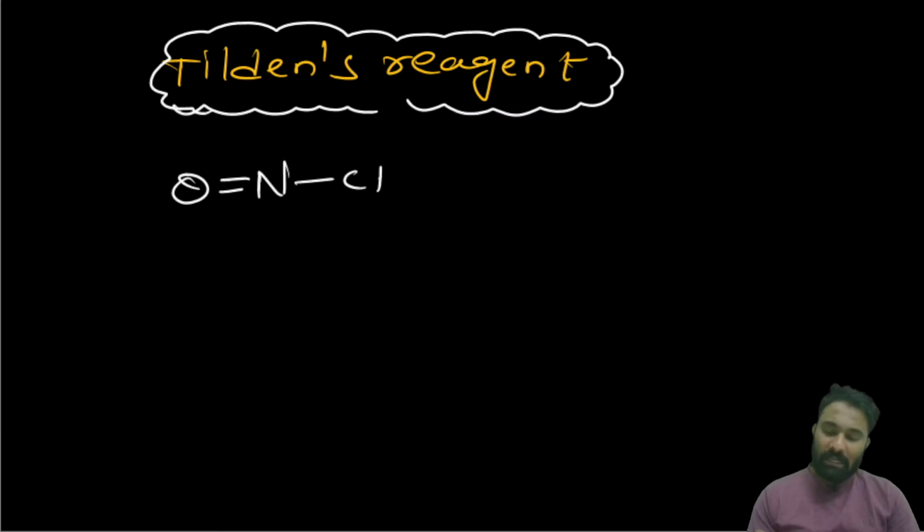Tell me, where is the electrophilic end present for this given reagent? Where is the electrophilic end present for this reagent? This reagent we call Tilden's reagent. Where is the electrophilic end that is present?